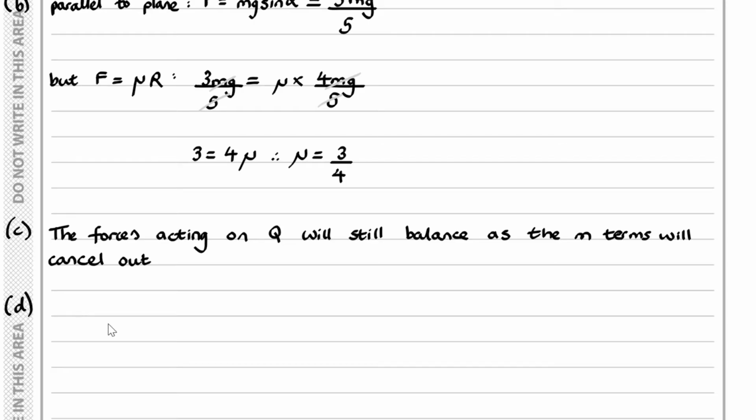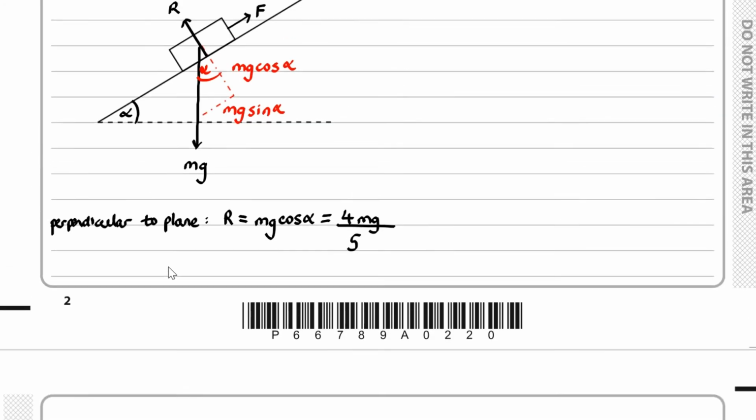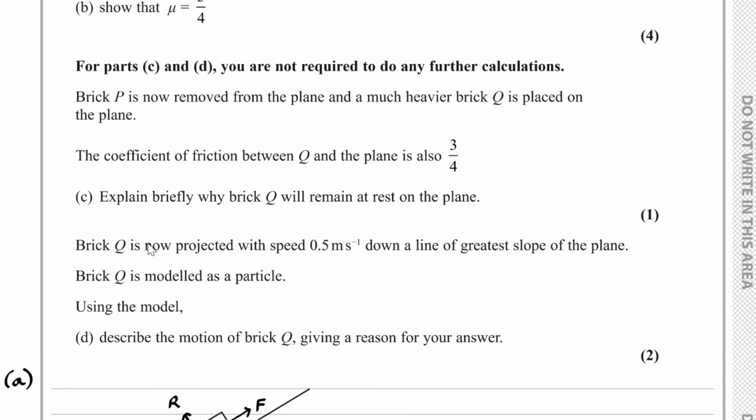And now for part D of the question, brick Q is now projected with speed 0.5 meters per second down a line of greatest slope of the plane. Brick Q is modelled as a particle. Using the model, we have to describe the motion of brick Q, giving a reason for your answer.